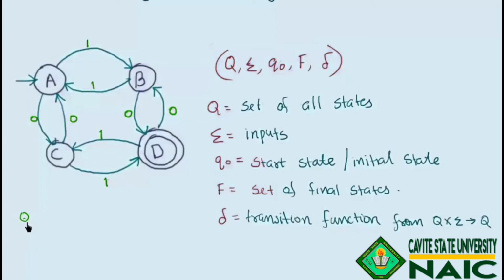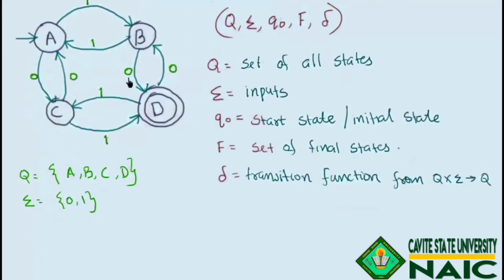First of all, we have Q. So what is Q here? Q is the set of all states. So what is the set of all states? A, B, C, and D. This is our Q. And what is our sigma? Sigma are the inputs. We have inputs 0 and 1 here. Zeros and ones are the inputs that we use. That is the sigma.